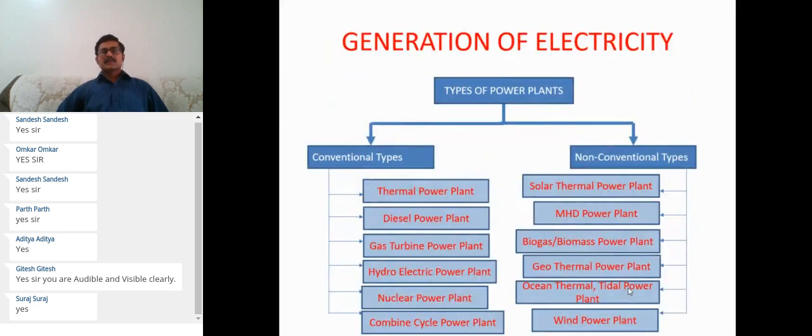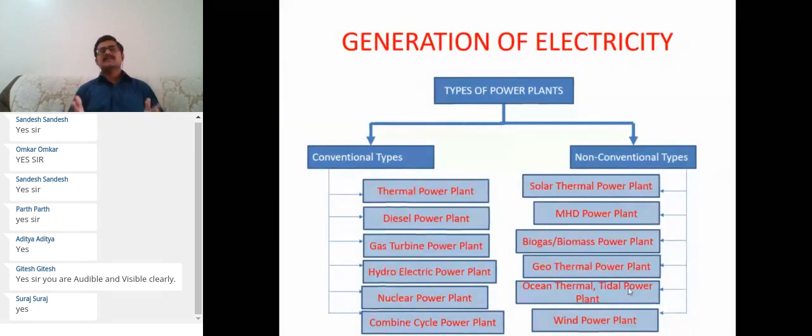Electricity is considered to be one of the cleanest forms of energy which is available to the end user. The generation, the distribution, and the transmission of electrical energy can be easily controlled. It can be easily regulated as per the requirement. That is one of the major advantages of electricity. It can be easily regulated. So different types of power plants are available for the generation of electricity.